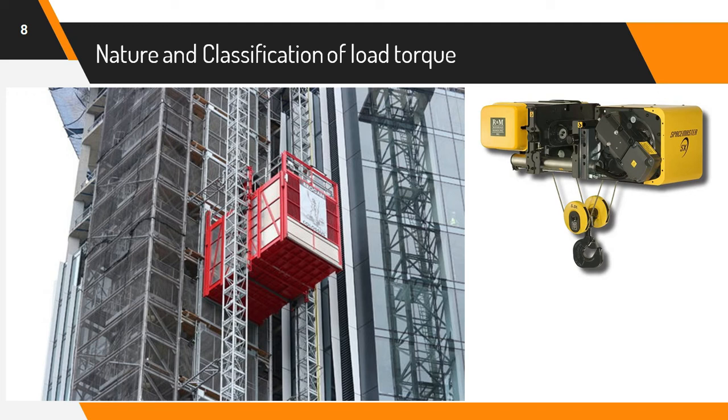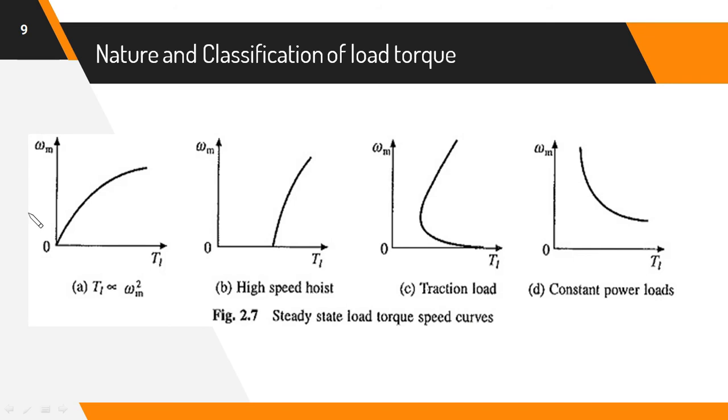There are drives where Coulomb friction dominates over the other torque components. Consequently, torque is independent of speed. So which one is dominating? Gravitational force is dominating, because speed is very low. That's why windage torque is also very low. So these are the different types of torque speed curves, or steady state curves, for different applications.